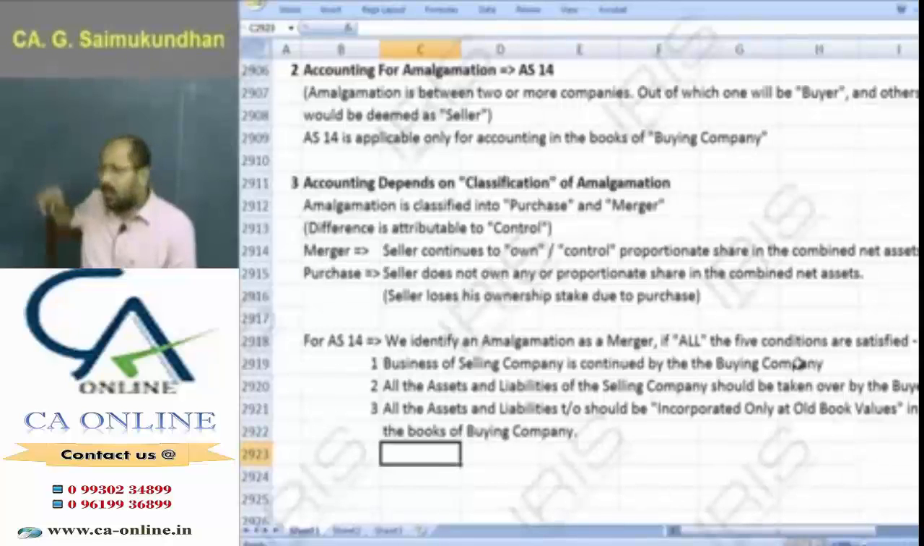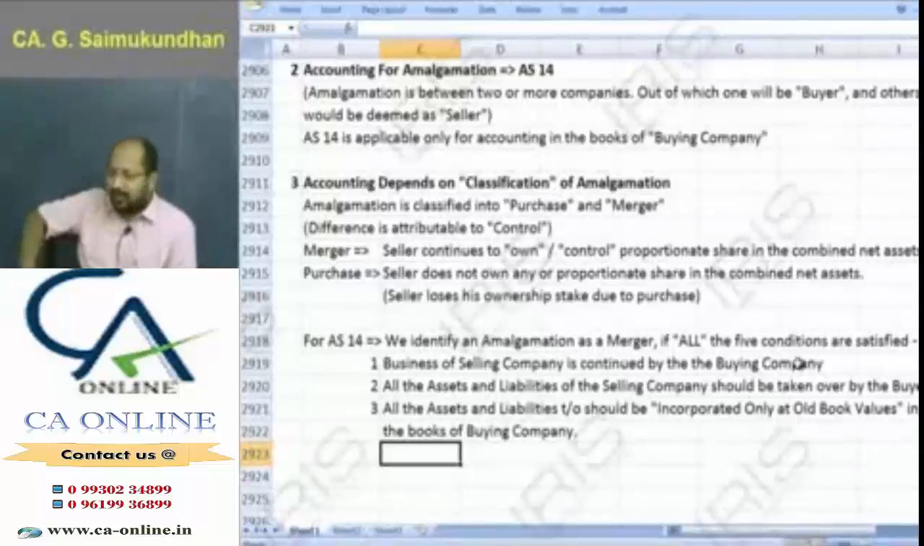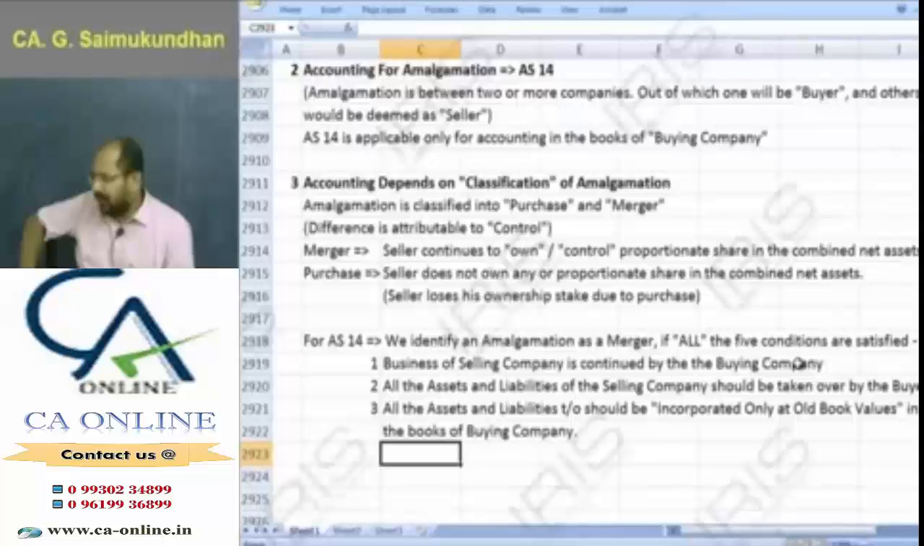10 lakh. Supposing I tell you that that asset was carried in my books for 7 lakhs, will it make any difference to you? It won't. Because as far as you are concerned, you paid only 10 lakhs for that asset. You will record that asset only at rupees 10 lakhs.